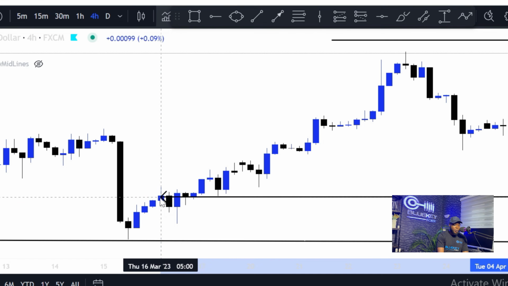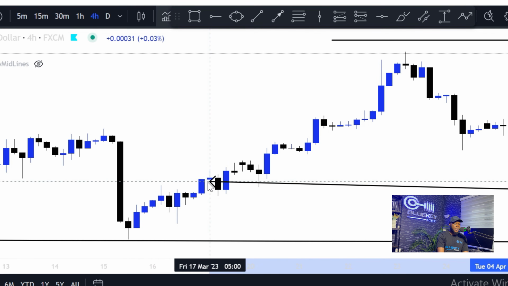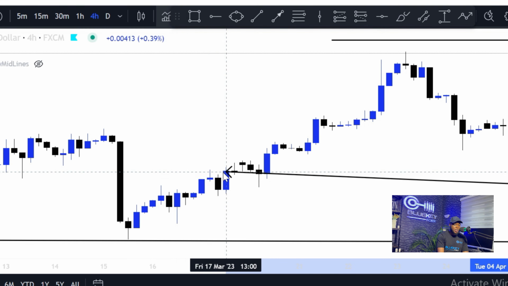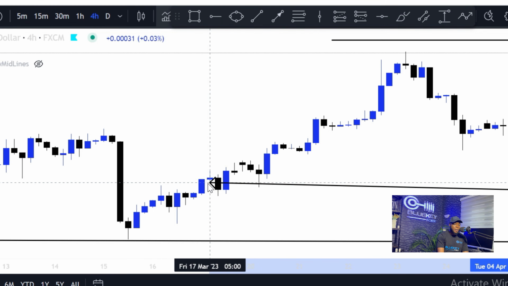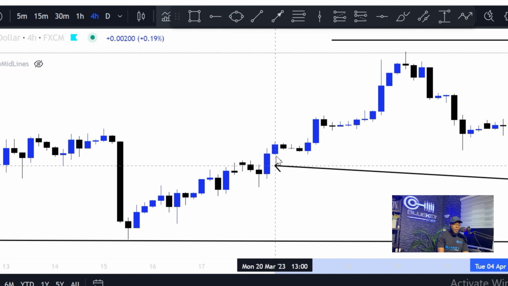So we have this pullback right here, and price kept moving up, and this is the last blue candle or the last buy candle, and then price closed below it, took out the liquidity, another pullback, and we have price going up severally. So we have these pullbacks here.